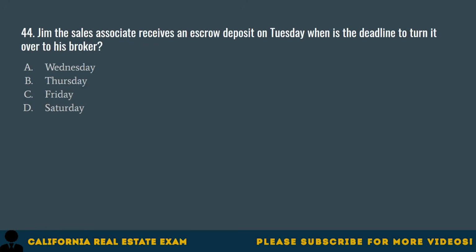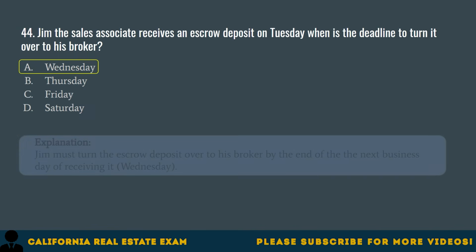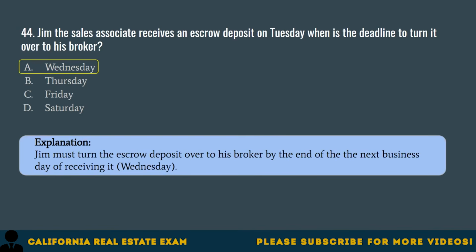Question 44. Jim, the sales associate, receives an escrow deposit on Tuesday. When is the deadline to turn it over to his broker? A. Wednesday. B. Thursday. C. Friday. D. Saturday. The correct answer is A. Wednesday. Jim must turn the escrow deposit over to his broker by the end of the next business day of receiving it, Wednesday.